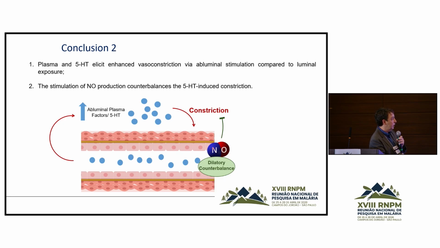Both plasma and serotonin elicit enhanced vasoconstriction via abluminal stimulation compared to luminal exposure, and the stimulation with nitric oxide production counterbalances the serotonin-induced constriction.